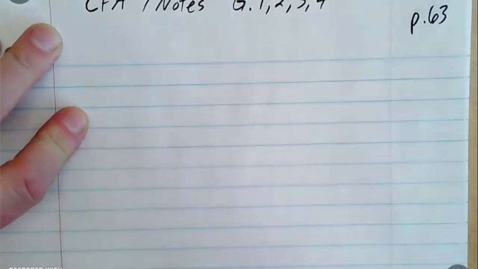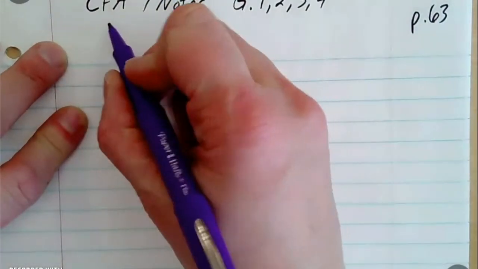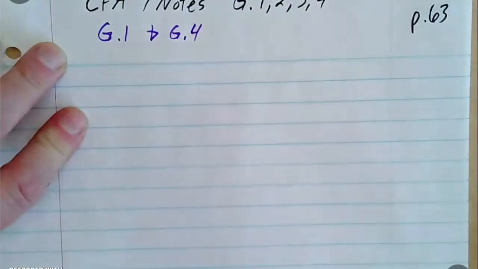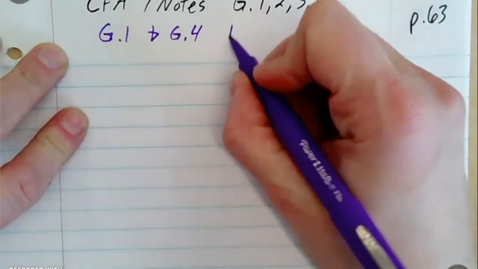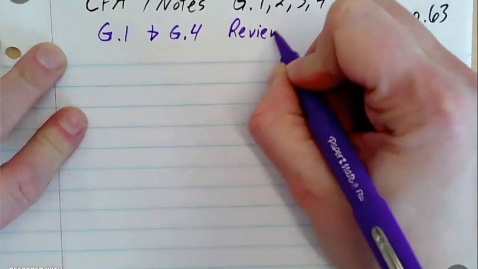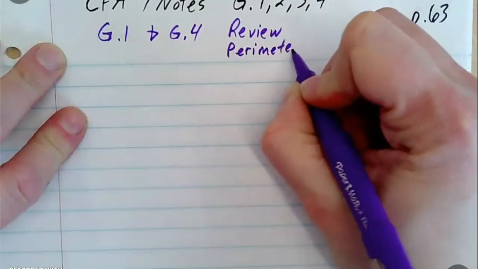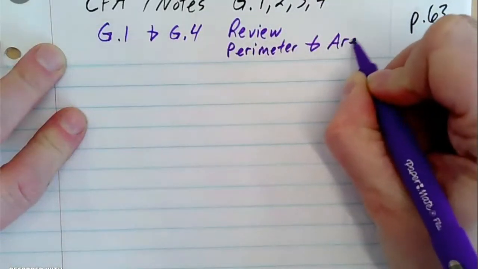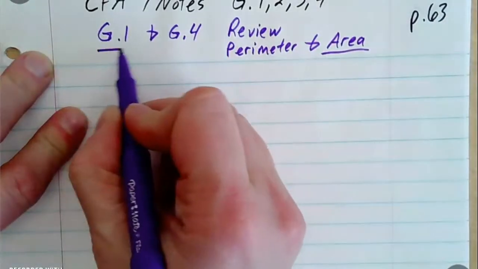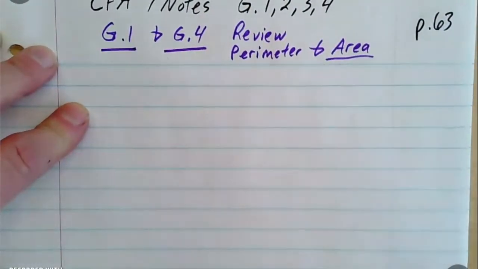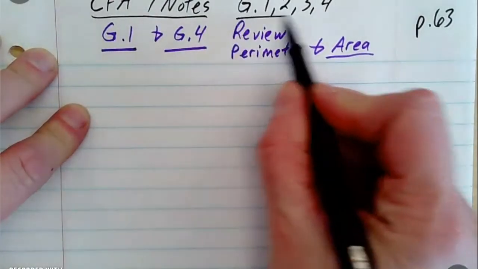My colors today are black and purple. We are going to be going over geometry 1 and geometry 4, by starting with a review on perimeter, and then we'll get into area, and area is more the standard for geometry 1 and geometry 4. So these are our notes. We're going to do some examples.